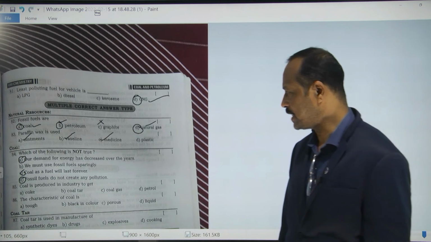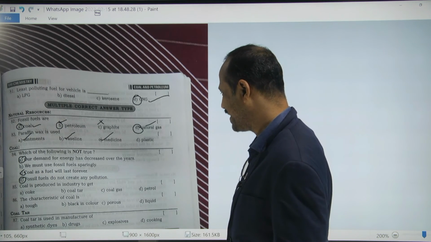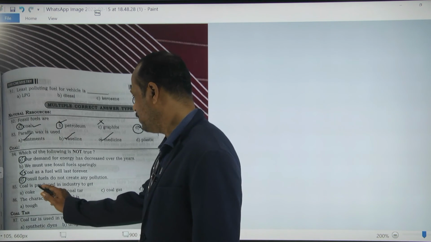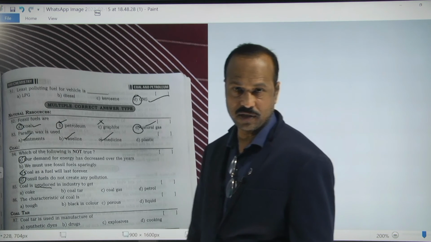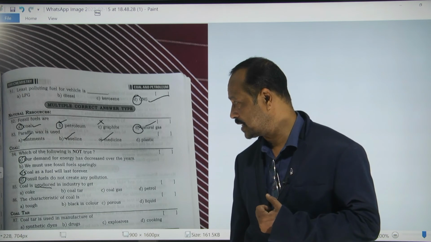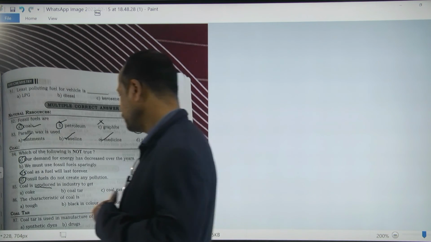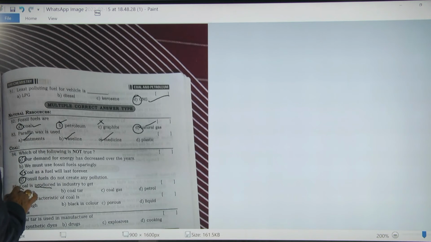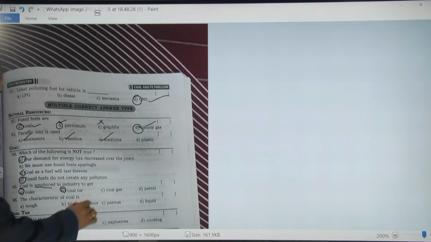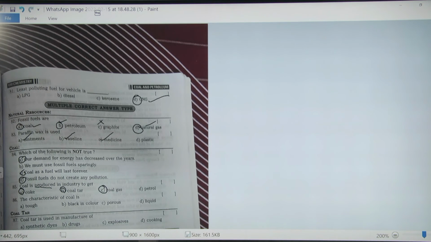Okay. Next, coal is produced in industry to get. Actually, you have to say coal is processed, processed instead of produced. On processing of coal, what products can we get? Can we get coal coke? Yes, this is right. Can we get coal tar? Yes, this is also right. Can we get coal gas? Yes, this is also right. Can we get petrol? No. Multiple correct answers, no?